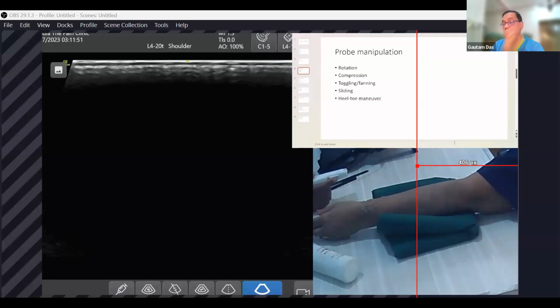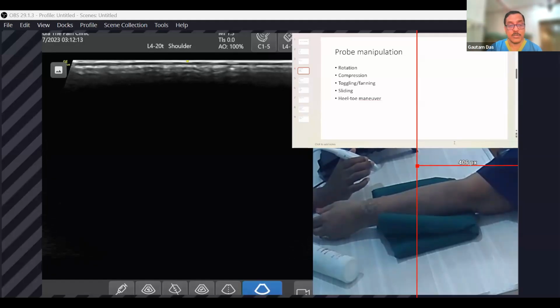Then an important thing is compression. Compression means you are pressing the probe down. This is particularly important when you want to be sure whether you are over a vein or an artery. A vein is easily compressible; very little pressure will compress it, and an artery is not that compressible. Based on that, you can understand which it is.